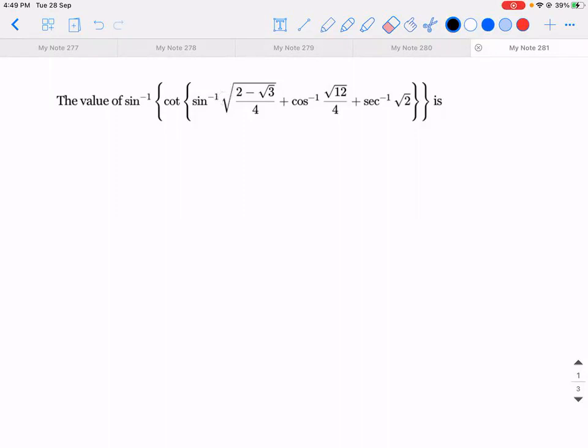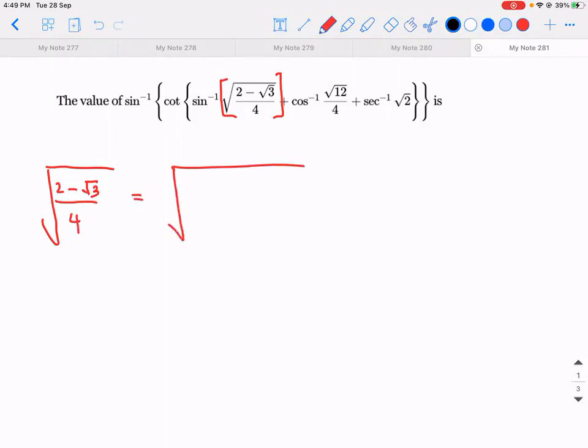First we will evaluate this value. What is the value of this part? So root of 2 minus root 3 by 4. This we can write as root of... my aim is to simplify this. So for that, I'm multiplying both numerator and denominator with a 2. So it becomes 2 times 2 is 4, 4 minus 2 root 3 divided by 8.